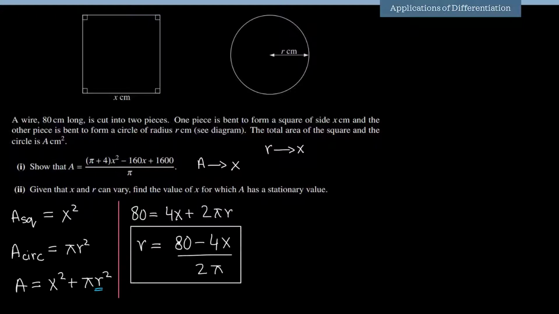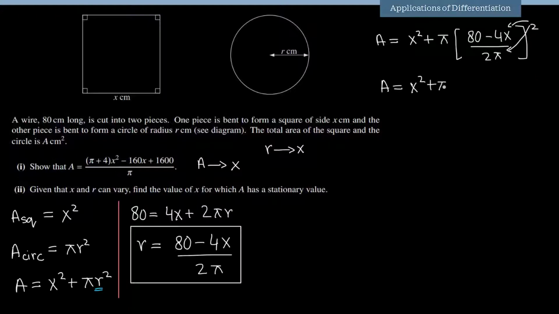Now I'm going to replace this r in this equation. So the area that I'll get would be equal to x² plus π times ((80 − 4x) divided by 2π) whole squared. I'll take this power of 2 inside the bracket and it would become the power of the numerator and the denominator. So it would be x² plus π times (80 − 4x) whole squared divided by (2π) whole squared.